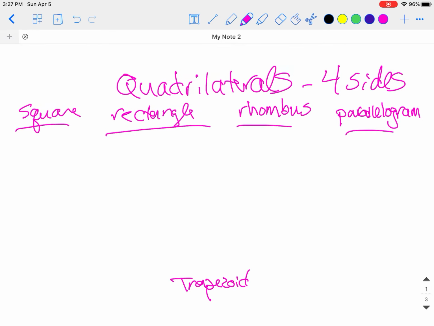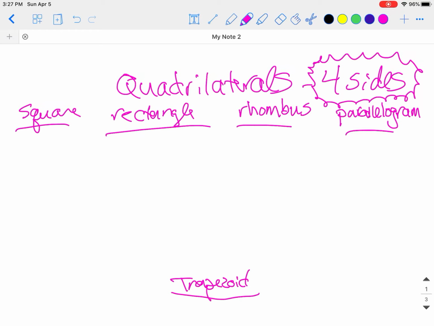Right, today for Monday, April 6th, we're doing lesson 11.3. 11.3 is on quadrilaterals. Quadrilaterals is a fancy term that simply means a polygon with four sides.